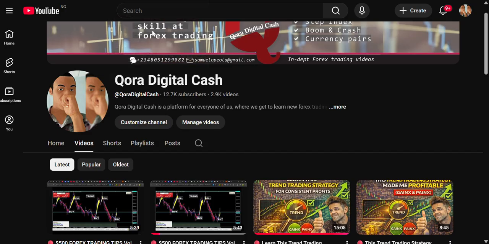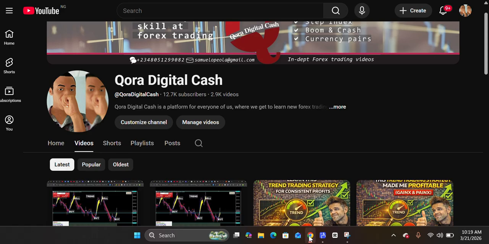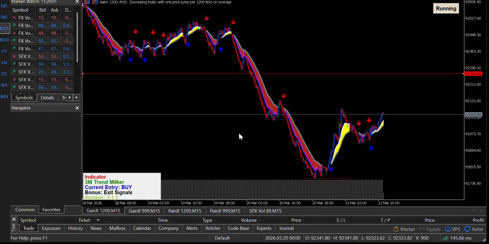So quickly, guys, let's go straight into what we have right here. We'll be starting with GainX 1200, and I'm on the 15 minutes time frame. Of course, I'm using the 3M Trend Mioka trading indicator to do my analysis right from here, so you too can follow along if you have it.